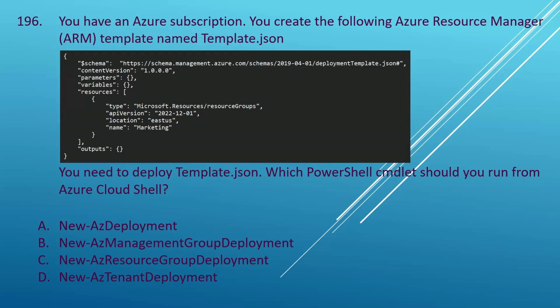Your options are New-AzDeployment, New-AzManagementGroupDeployment, New-AzResourceGroupDeployment, and New-AzTenantDeployment. Friends, if you look closely in this template, they are trying to create a resource group. So the correct answer here would be option A, New-AzDeployment. If the template is changed a bit and there is a mention of creating a resource inside the resource group, then the correct answer would be option C, New-AzResourceGroupDeployment.